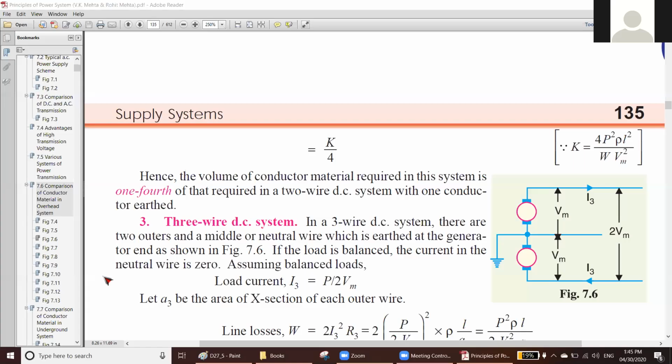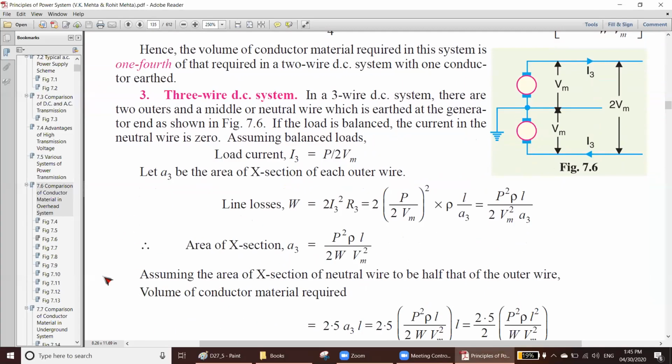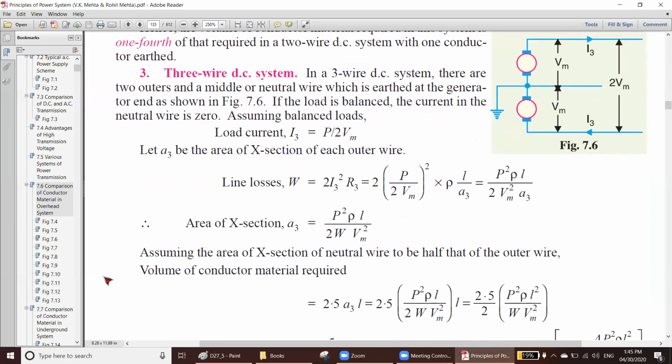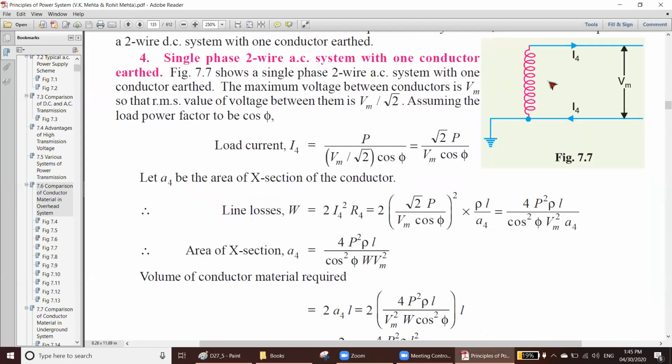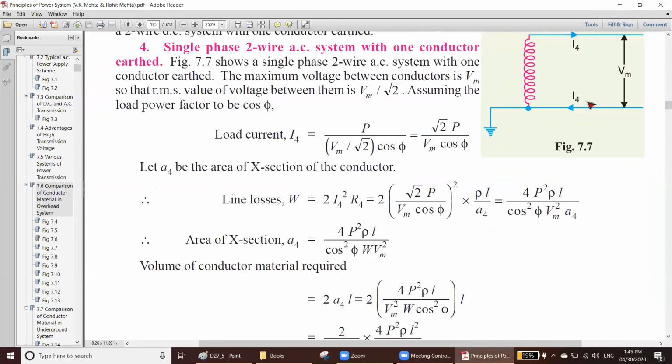Okay. Today we will not see this one, not this one. We will only see this one: single phase two-wire AC system with one conductor earth, right? Single phase means not three phase. Here you will have only one exciter. You have one line and you have one neutral. That's it. So I4 will go, the current will come. Since it is the number 4, that's why there is I4, nothing else.